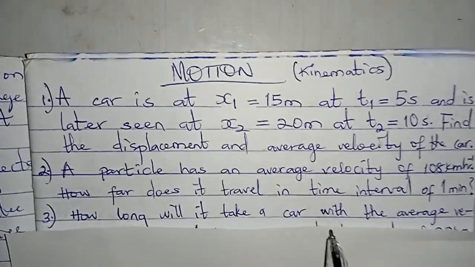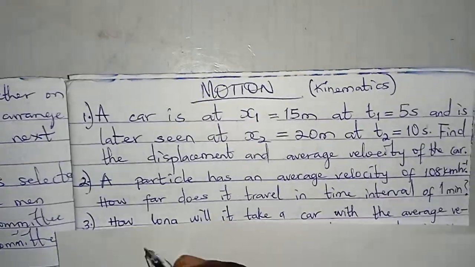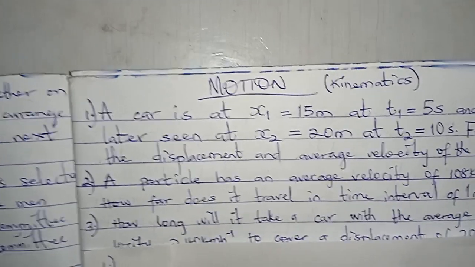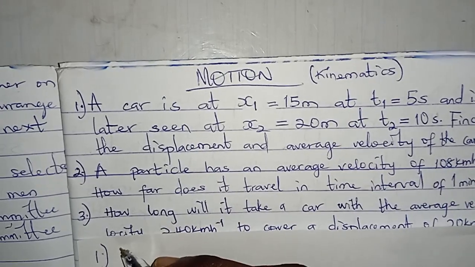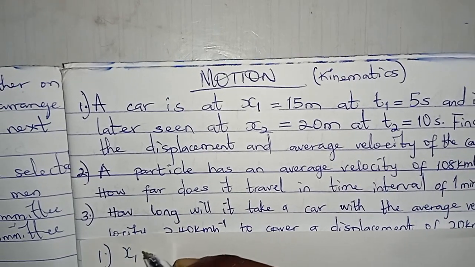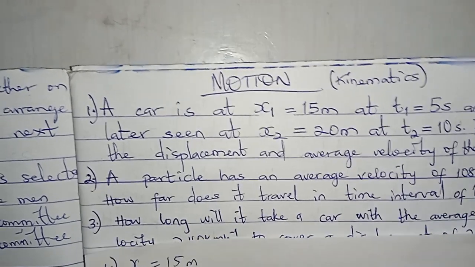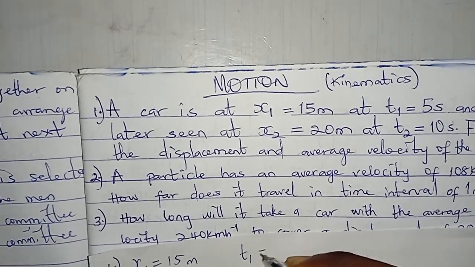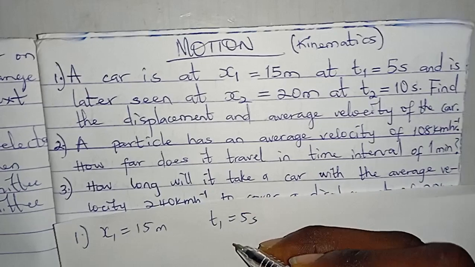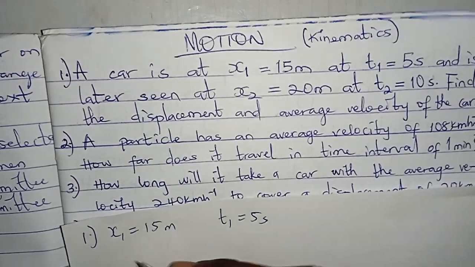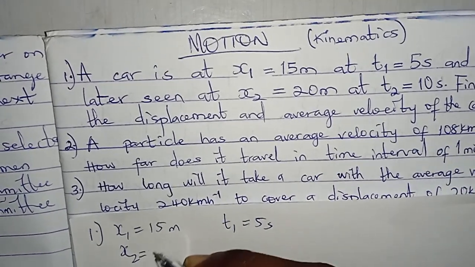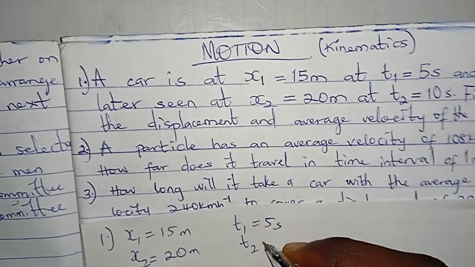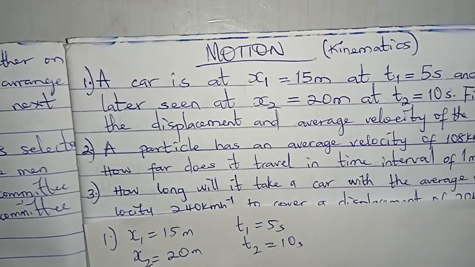A car is at x1 = 15 meters. Remember, question 1, a kinematics question. So x1 displacement is 15 meters, at t1 = 5 seconds, and is later seen at x2 = 20 meters, t2 = 10 seconds.